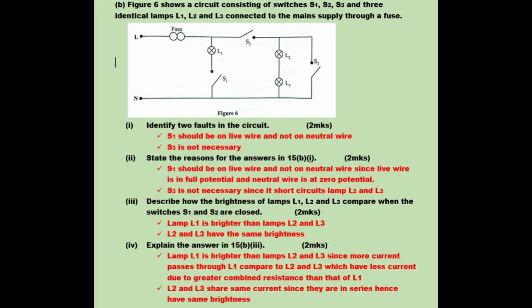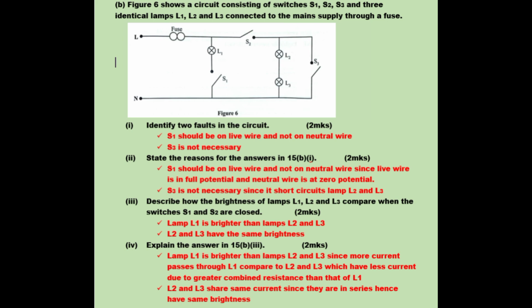Explain the answer in 15b Roman 3. We have seen that L1 is brighter because it has less resistance compared to L2 and L3 combined. That means more current passes through L1 than through L2 and L3. That's why it is brighter. We have also said that L2 and L3 are sharing the same current. That's why they have equal brightness, because the same current that passes through L2 will still pass through L3 and back to neutral. That means brightness is equal for those two bulbs.